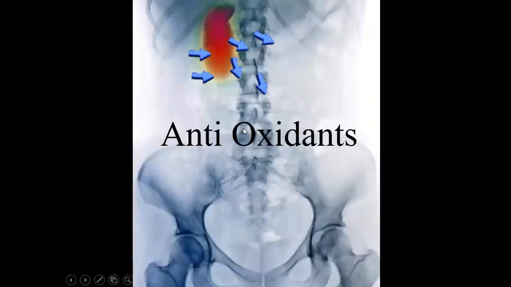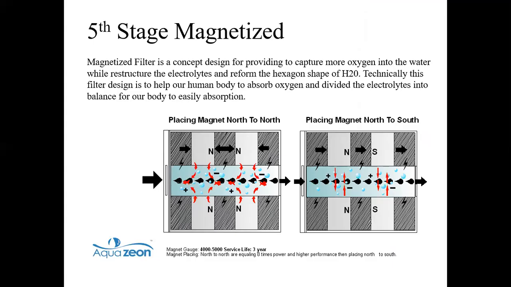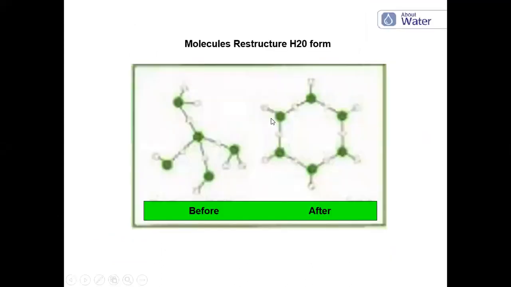Then antioxidant absorption in your body. In the fifth stage, we need a magnet. They will put some magnet. Magnet actually comes from the earth. So when you have the magnetized system, we will balance the North Pole and South Pole. When you balance the North Pole and South Pole, your water cluster becomes very improved.